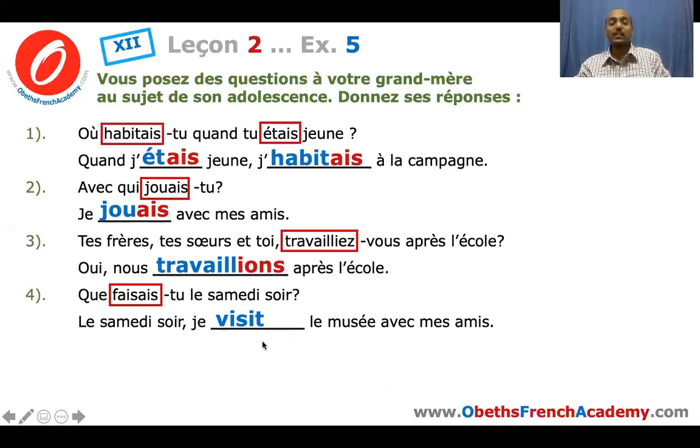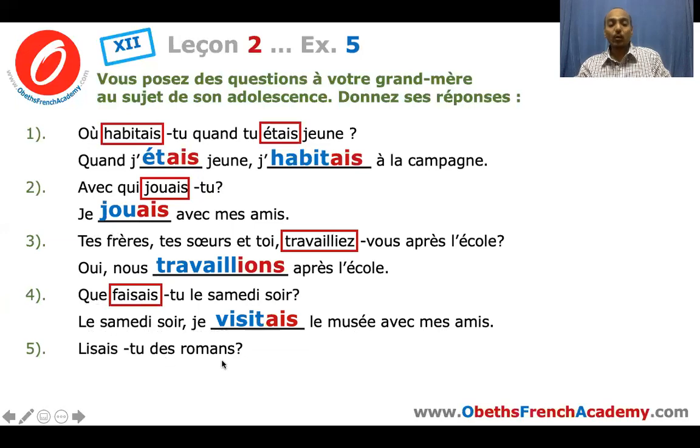So here I'm going to use the verb visiter and I'm going to put the verb in imparfait. So I'll take the nous form of the present tense and remove ONS to get your imparfait stem. And when the subject is je, the imparfait ending is AIS. Le samedi soir, je visitais le musée avec mes amis. On Saturday evenings, I used to visit the museum with my friends.